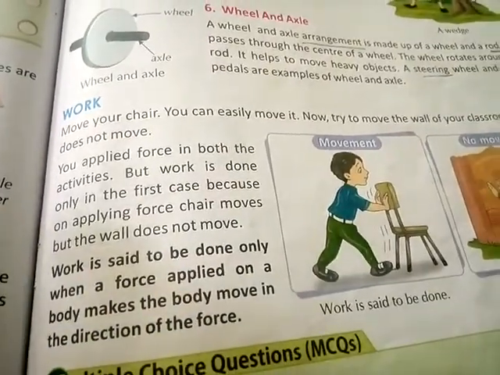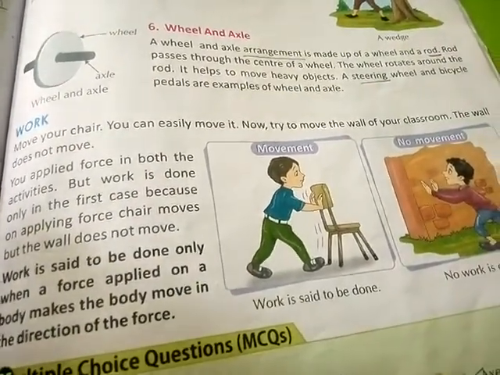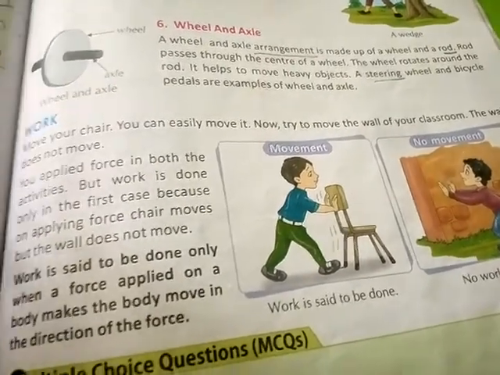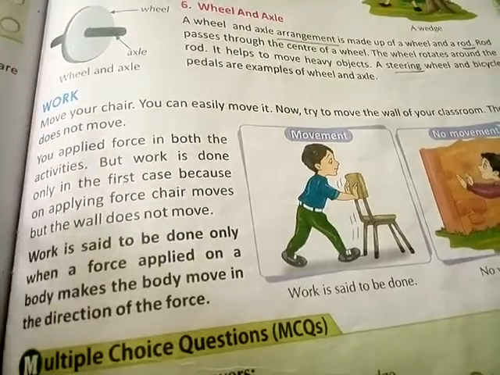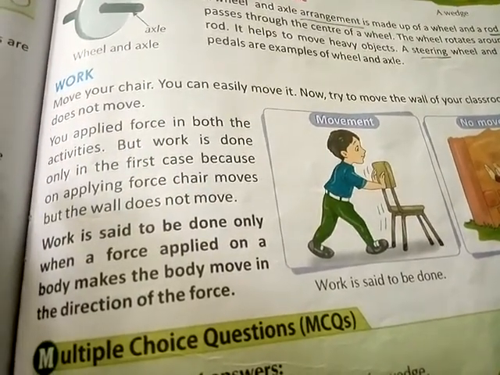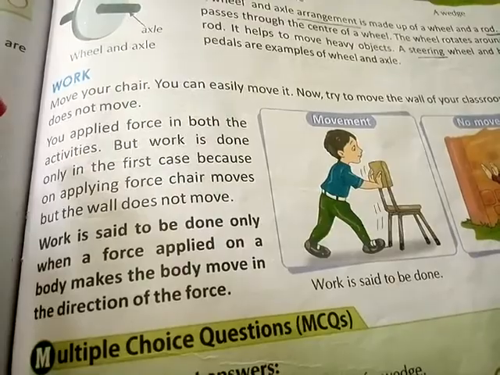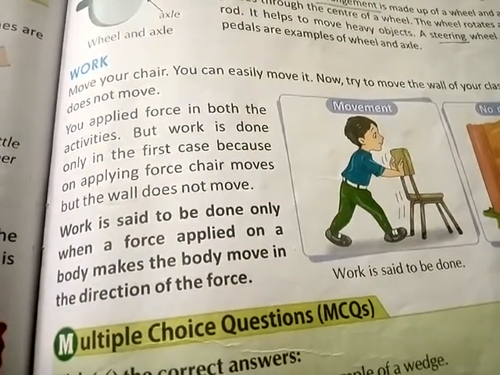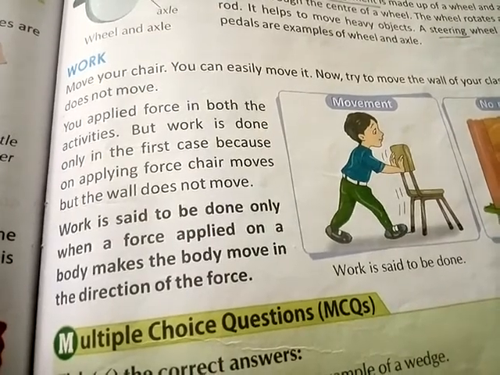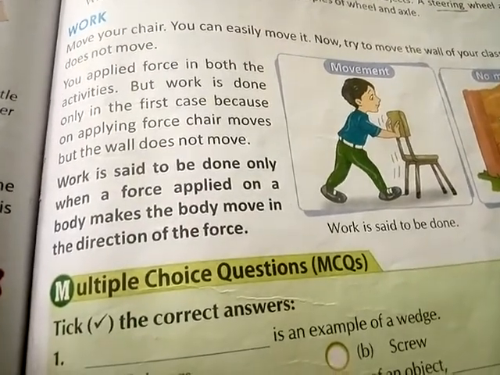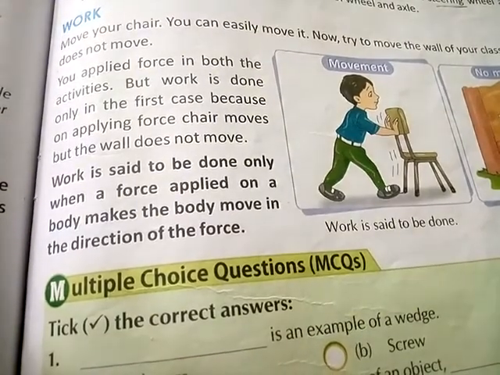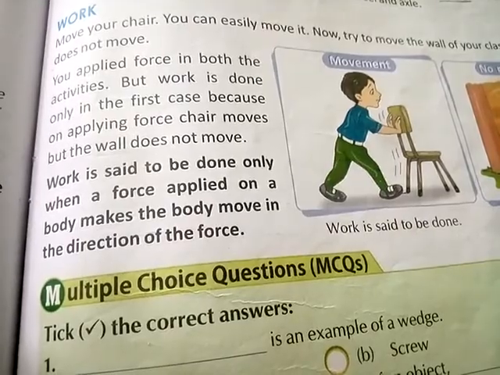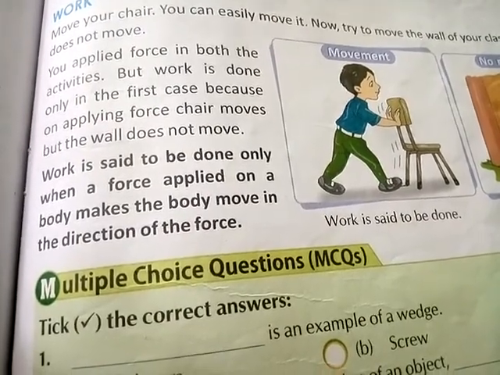Now, work. Move your chair. You can easily move it. Now try to move the wall of your classroom. The wall does not move. You apply force in both the activities, but work is done only in the first case because on applying force, the chair moves but the wall does not move. Work is said to be done only when a force applied on a body makes the body move in the direction of the force.